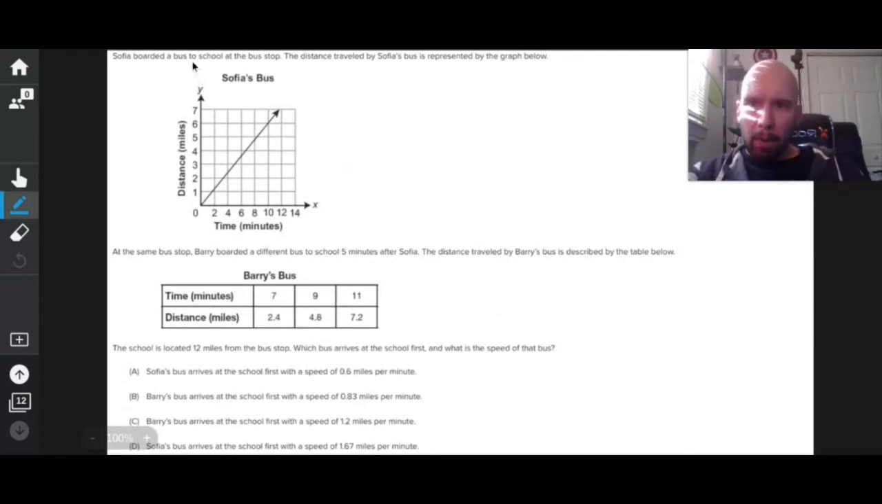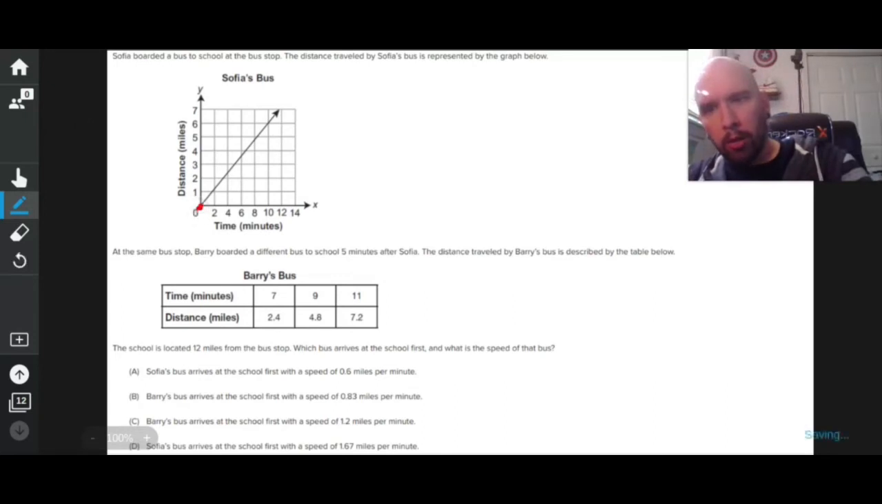Sophia boarded a bus to school on the bus stop. The distance traveled by Sophia's bus is represented by the graph below. Let's turn it into an equation. So let's put a dot there. And I can't tell, so I'm going to put a dot there. That makes me nervous. I'm going to put a dot there.